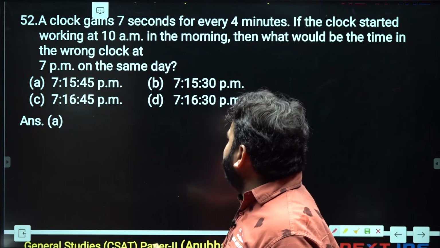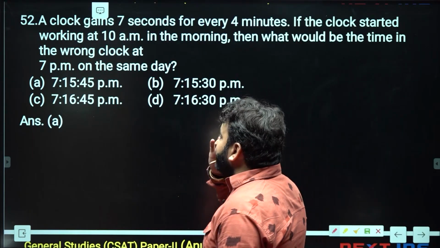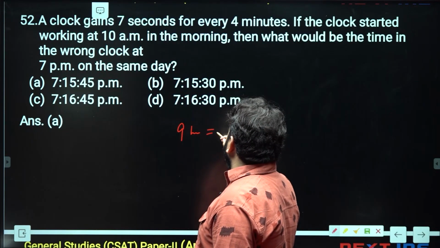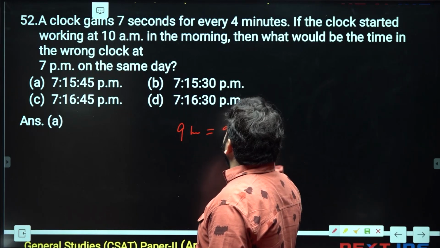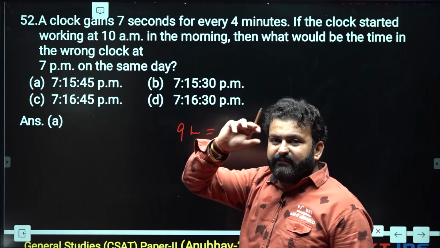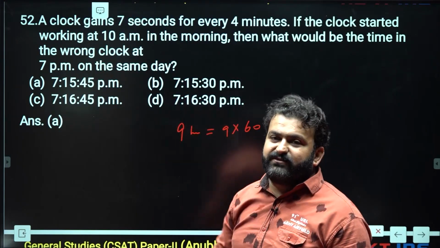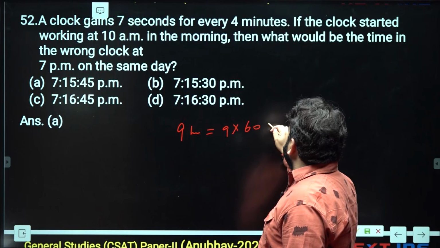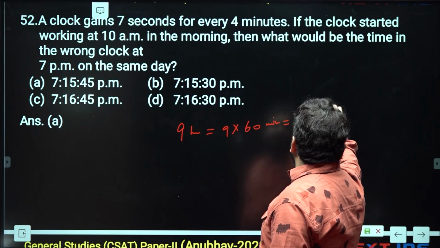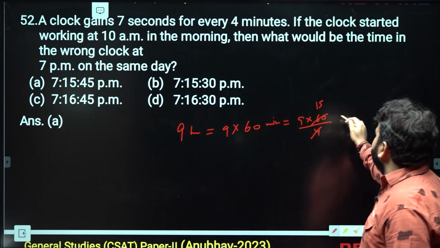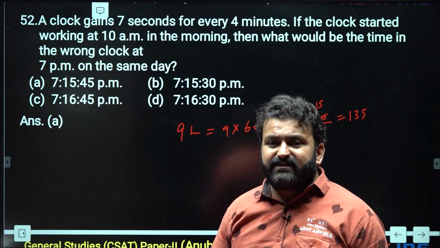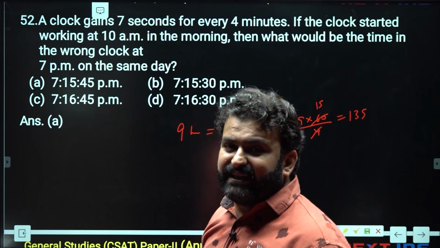So 10 a.m. to 7 p.m. So 10 a.m. to 12 noon and then 7, that is 9 hours. So in 9 hours total how many minutes? 9 into 60 minutes. And in 9 into 60 minutes, how many groups of 4 minutes will be there? So 9 into 60 upon 4, 9 into 15, that is 135, and this clock gains 7 seconds.